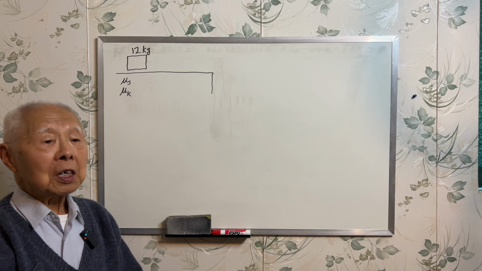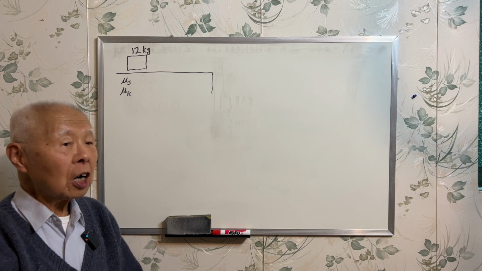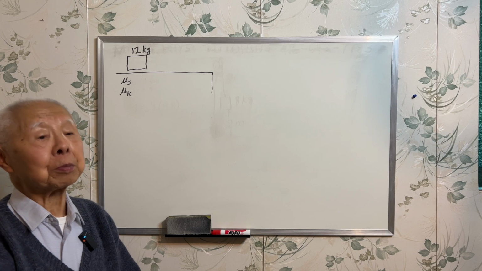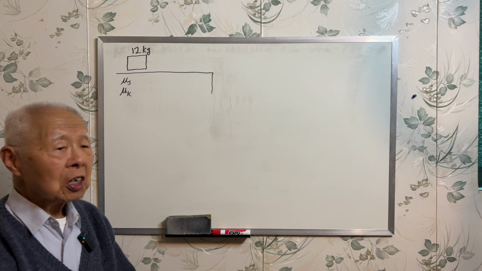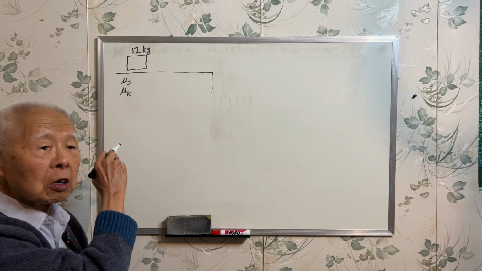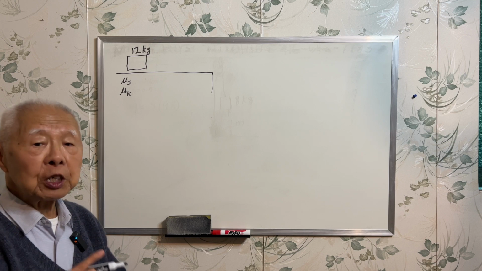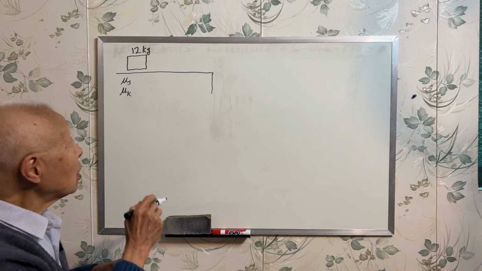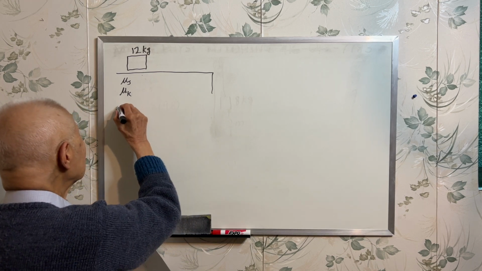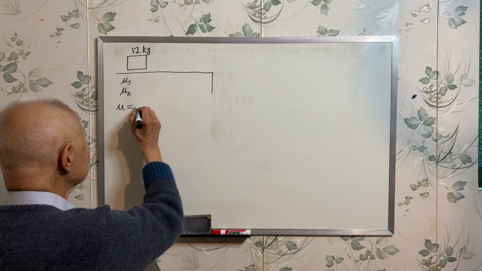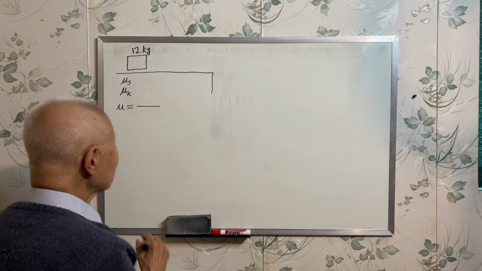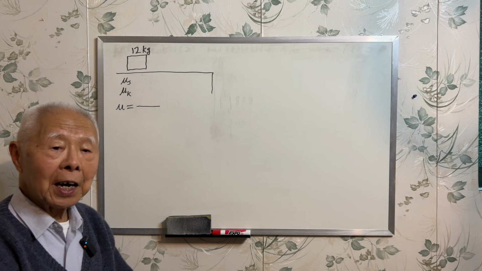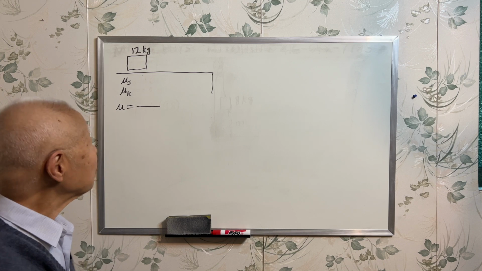Static friction is when the mass is not moving. Kinetic friction is when the mass is moving. So what is this label? It's called the coefficient of friction. And the definition of the coefficient of friction is the ratio of the friction force and the normal force.